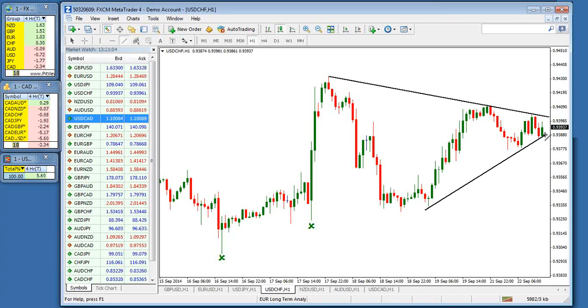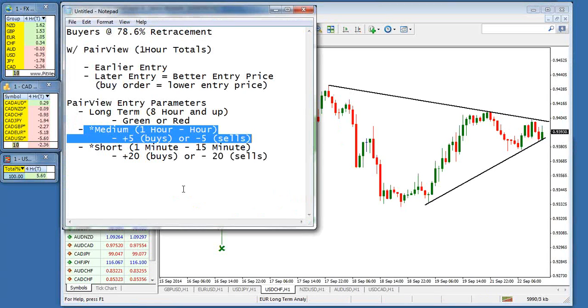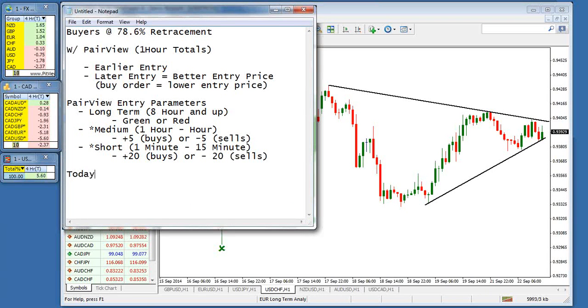Is the fact that when you look at this, it's making kind of a pennant formation on these 1 hour charts. You see this? This is another pattern right in here. This is called a pennant formation. Today's possibility on dollar Swiss, it is forming a pennant, or you could call it a symmetrical triangle.